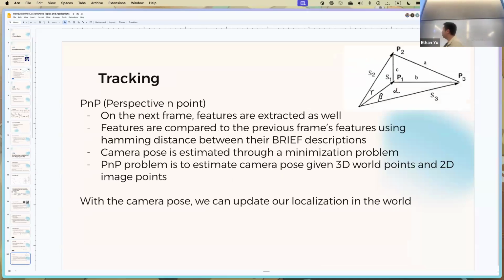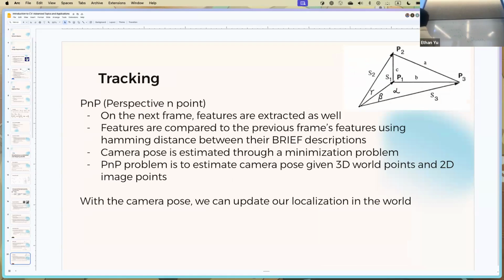Okay, the next thing that we do is tracking. So now that we have the initial map, let's say we move to another location. We extract features again, we do feature matching again. So now we have features that we can see in the world, and we want to know where our camera is again. And so the next thing that we'll do is use the PNP, perspective endpoint problem.